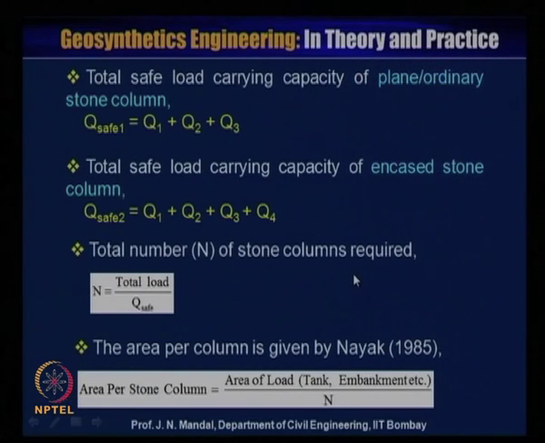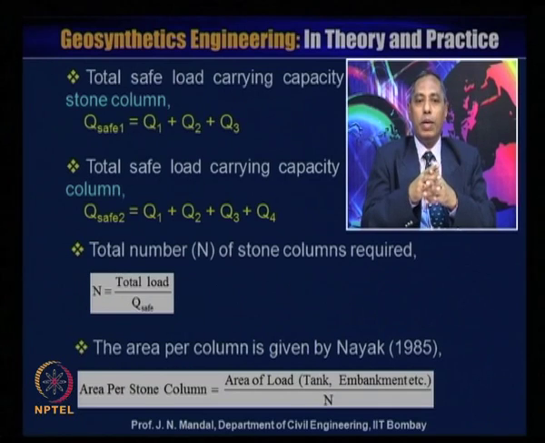So, what is the total shape load carrying capacity of plain and ordinary stone column? That is, Q shape will be equal to Q1 plus Q2 plus Q3. Now, total shape load carrying capacity of NK stone column, that means when you are using this geosynthetic material, Q shape 2 will be equal to Q1 plus Q2 plus Q3 plus Q4.